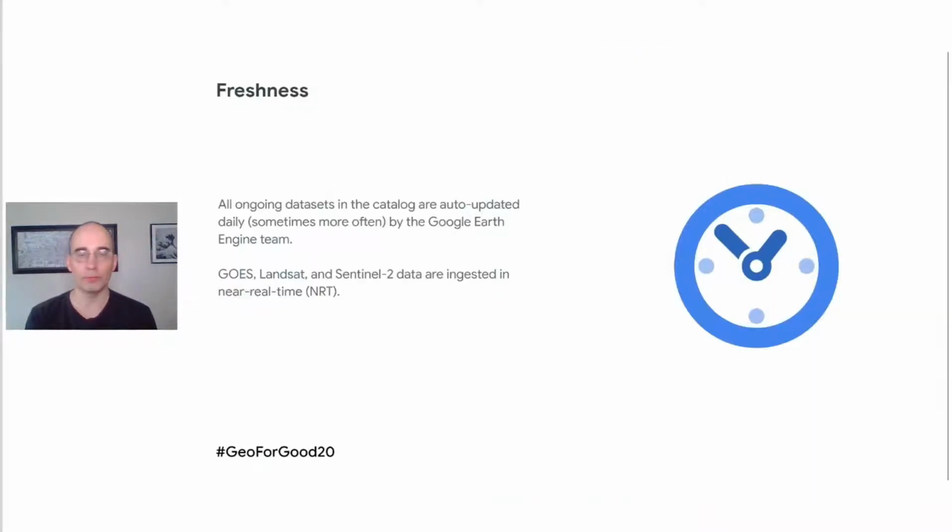One of the most important features that we have is freshness. All the datasets which are being produced are being downloaded and ingested every day. And sometimes it's even more frequent than daily. For some of the most important datasets like GOES, Landsat, and Sentinel-2, we run jobs to ingest data in near real time. So as soon as we see a new scene, we download it. And so within about 12 hours after its production, it winds up in Earth Engine.